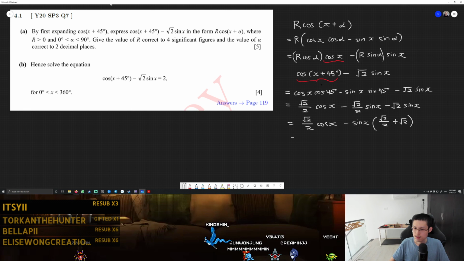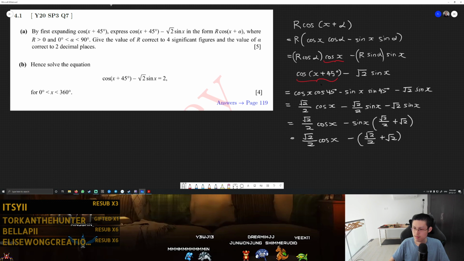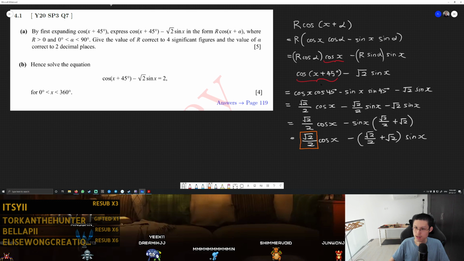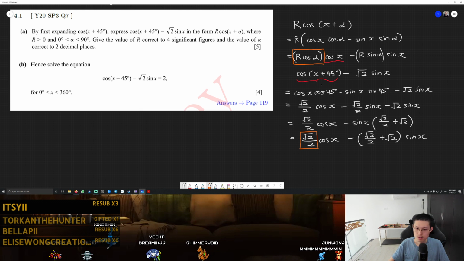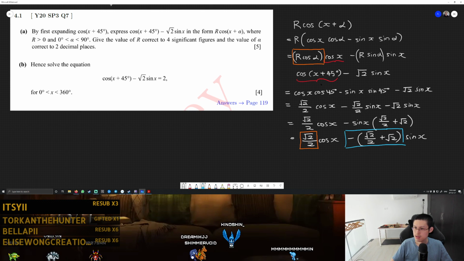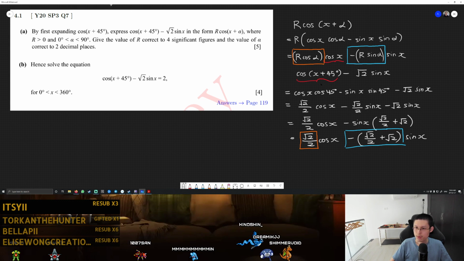There. Let me just rearrange this a bit. Now, if you look closely, you'll see that this guy here is the coefficient of cos x, which is the same as this guy right here. And this guy here is the coefficient of sine x, which is the same as this guy. Okay, so we want to compare these two things.